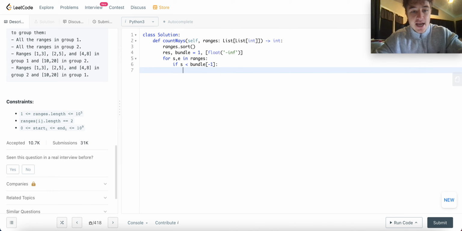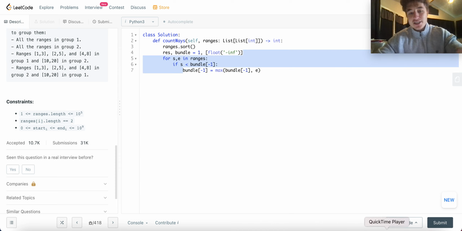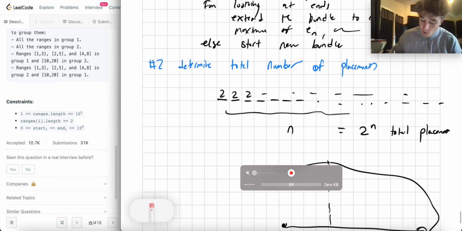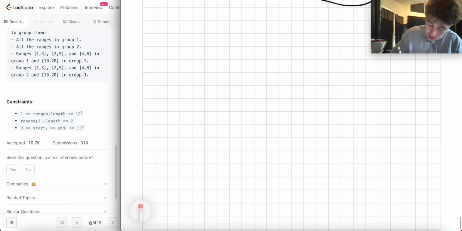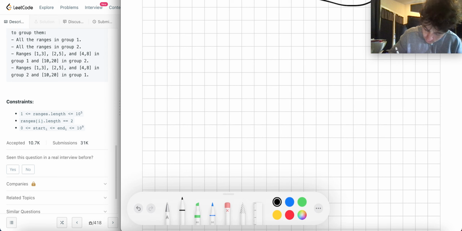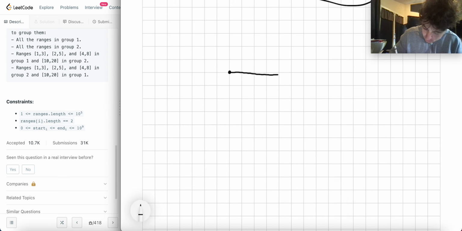So then we would say, okay, now the bundle ends when? The bundle ends at what we thought it was, or the end time. So why is this the idea here? Why is it not just the end time of the current object? Well, the thing is you could have a bundle like this, right? Imagine this was the bundle length.